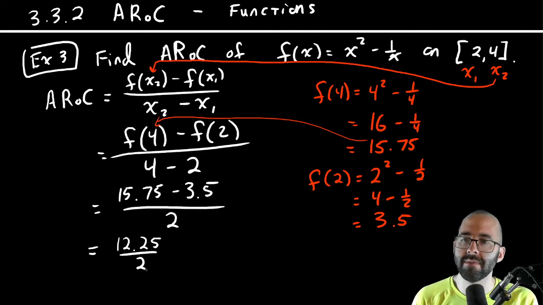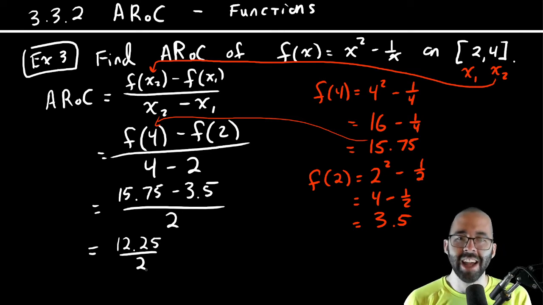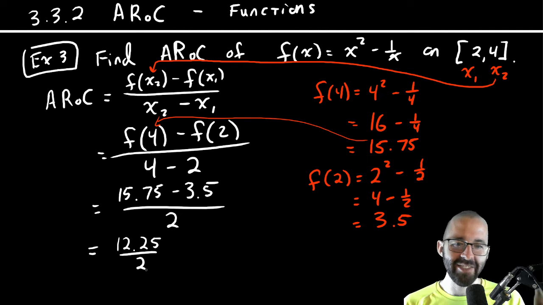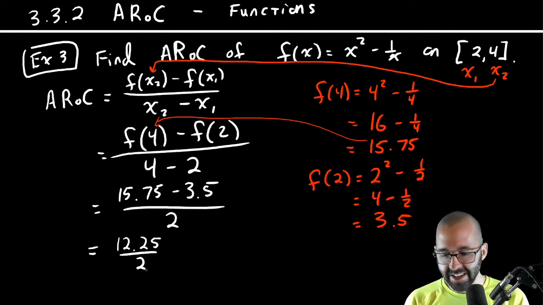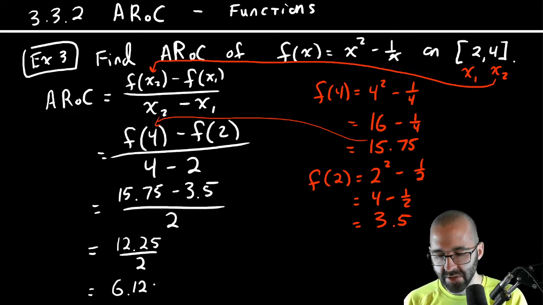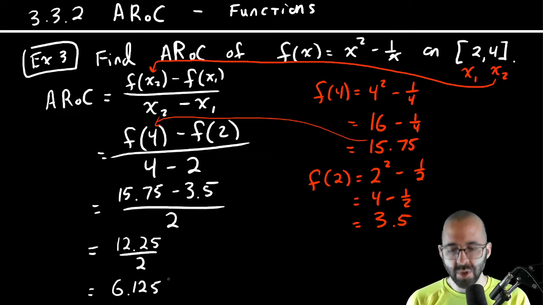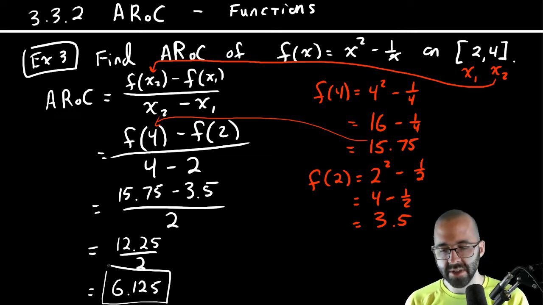I think. If I do my math wrong in my head, you let me know, all right? And then 12.25 divided by 2 is going to be 6.125. This is the average rate of change on this function.